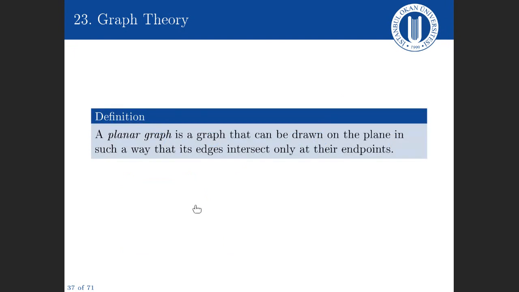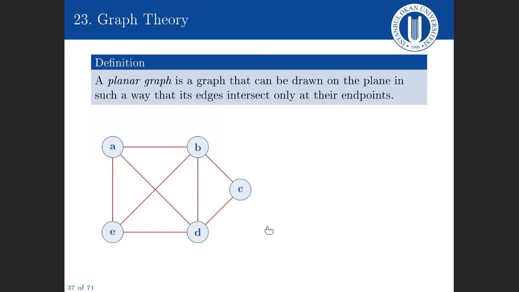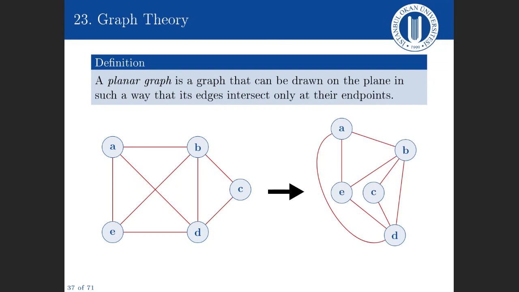A planar graph is a graph which can be drawn in the plane in such a way that its edges intersect only at their endpoints. Now, here's a graph which doesn't look to be planar because it looks like two of the edges are crossing over. A planar graph is a graph that we can draw where none of the edges intersect or cross over. But this graph is a planar graph because if we rearrange the vertices and the edges, it's possible to draw it in such a way that none of these edges intersect each other. So this is a planar graph.